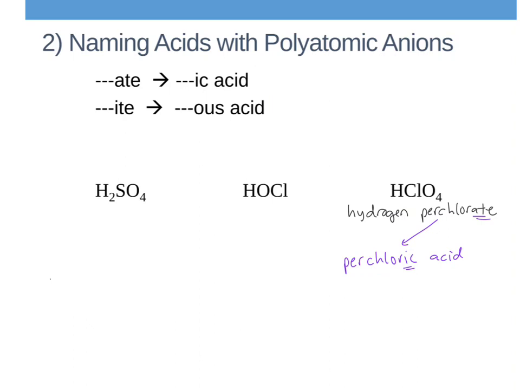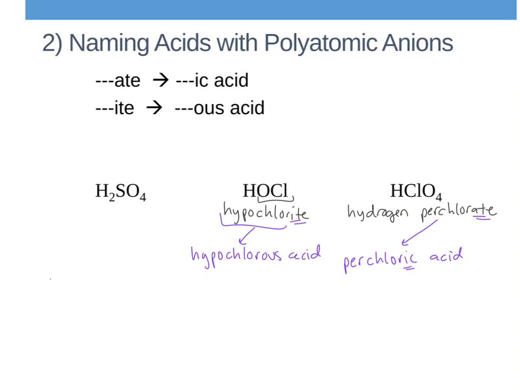Same thing if I do the hydrogen hypochlorite. So this would be, I'm just not going to say the hydrogen part, I'll just write hypochlorite. Right, that's what OCl is, hypochlorite. Same thing, this ends in ite, so now I'm going to do the ous, which means this is hypochlorous acid. So it'd be hypochlorous acid, right? Because I'm taking the hypochlor and I'm making it hypochlorous acid. Again, it's not hydrohypochlorous, it's just hypochlorous acid.